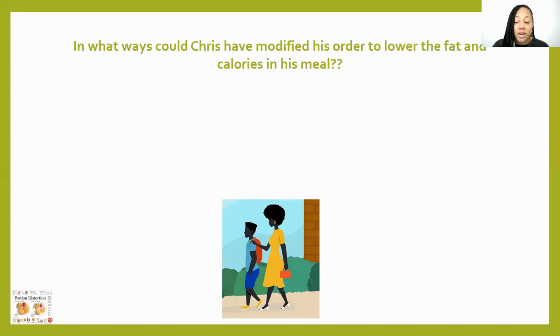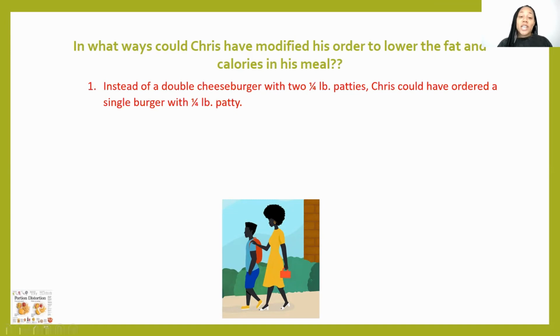and also 53 grams of fat. Okay, so like I said, we're trying to figure out what he could have done differently. All right, so first thing he could have done differently, instead of a double cheeseburger with 2 quarter-pound patties, Chris could have ordered a single burger with just 1 quarter-pound patty on there.